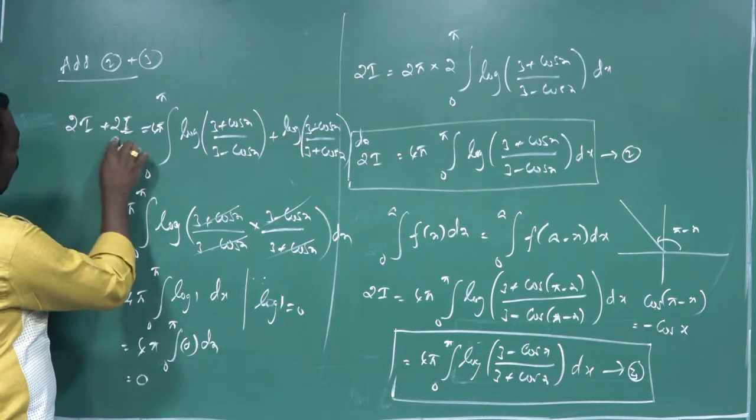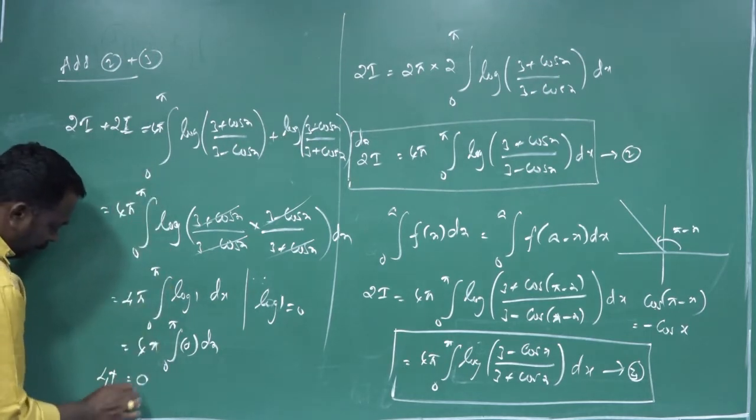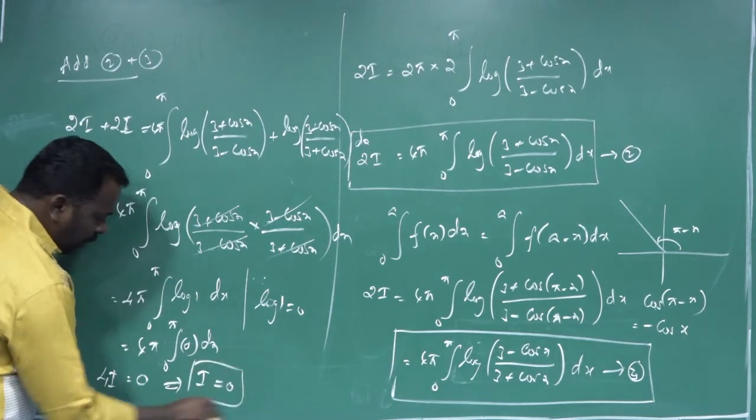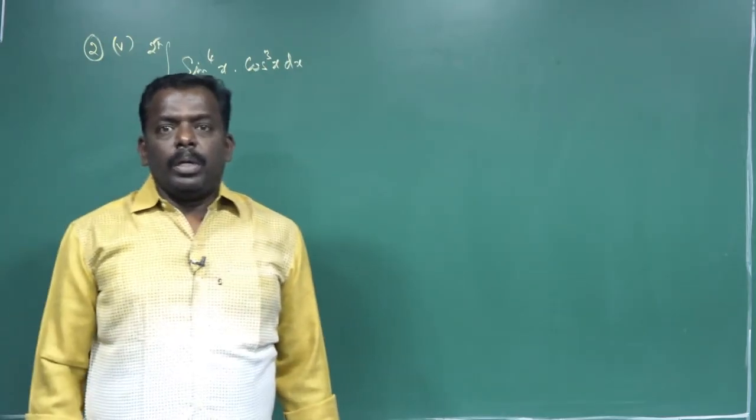Therefore 2I equals 4I, that implies finally I equals 0. Final simplification. Come to the next exercise problem.